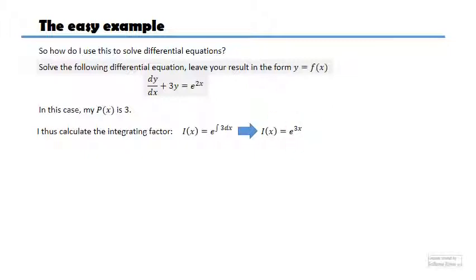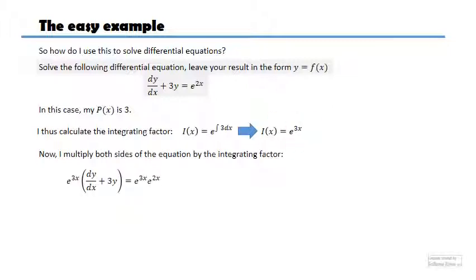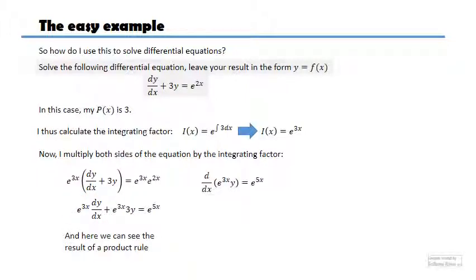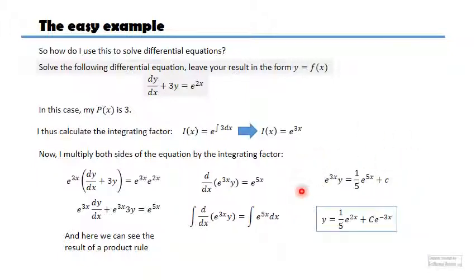That's my integrating factor. So I multiply both sides of the equation by it, and I'm going to end up with the following expression. Now again, here I have a product rule. I know here that I have the derivative of e to the power of 3x times y. So I write it that way, and now I integrate both sides, and I end up with the following expression. And now y is just going to be equal to 1/5 times e to the power 2x plus c times e to the power minus 3x. And that's it. And that's how you do it.